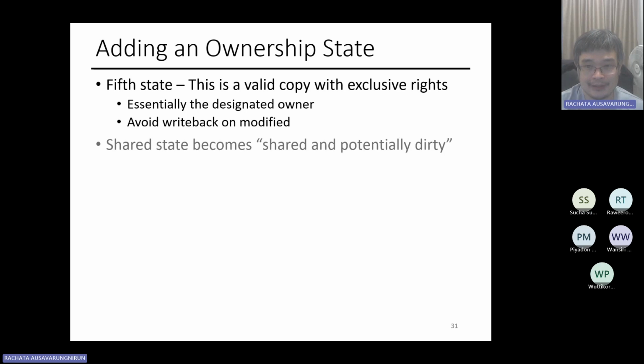If the cache block gets evicted, the owner will do the write back for you. Okay. Then this modifies the share state a little bit by saying, hey, the share state is shared, and the block can potentially be dirty. It can potentially be dirty, but I will avoid the write back to the upper level cache, because I would let the owner perform the write back only when needed.